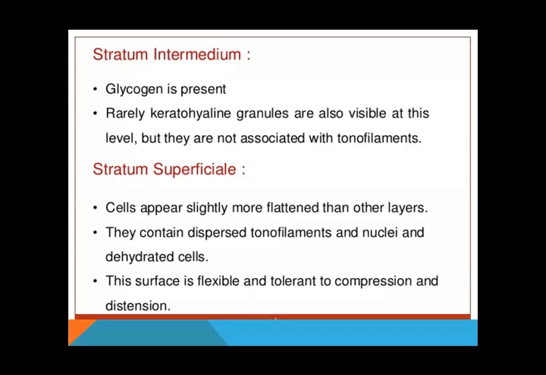In the stratum intermedium, glycogen is present. Sparse keratohyalin granules are also visible at this level, but they are not associated with tonofilaments. In the stratum superficiale, cells appear slightly more flattened than other layers. They contain dispersed tonofilaments and nuclei, and the cells are dehydrated. This surface is flexible and tolerant of compression and distension.